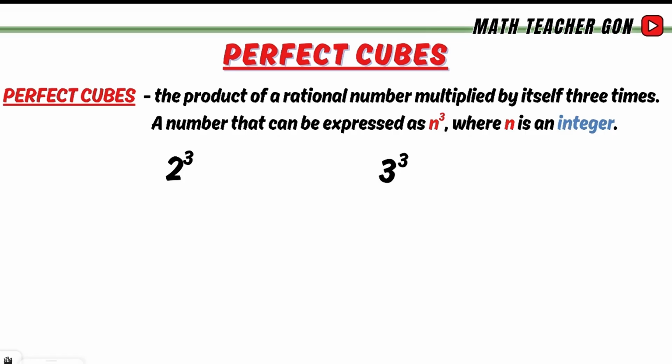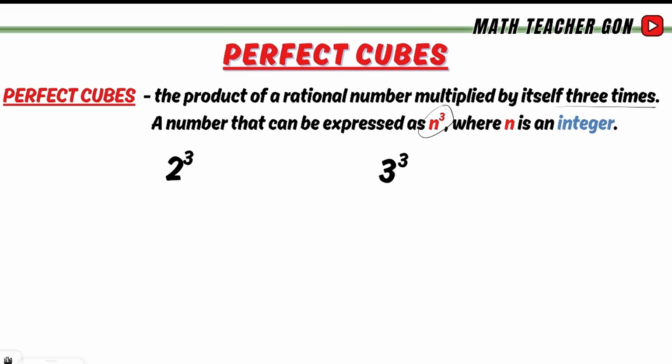A perfect cube is a product of a rational number multiplied by itself 3 times. A number that can be expressed as n cubed, where n is an integer. For example, we have 2 cube and 3 cube.